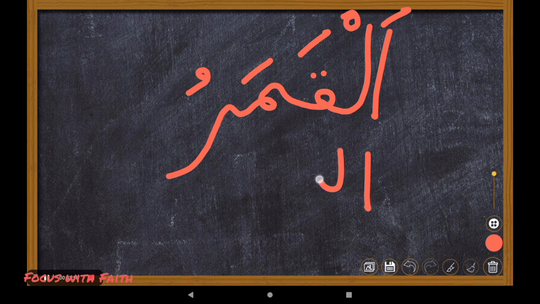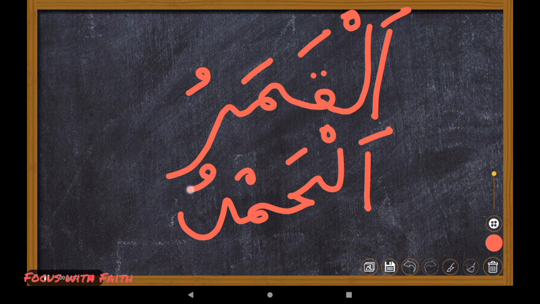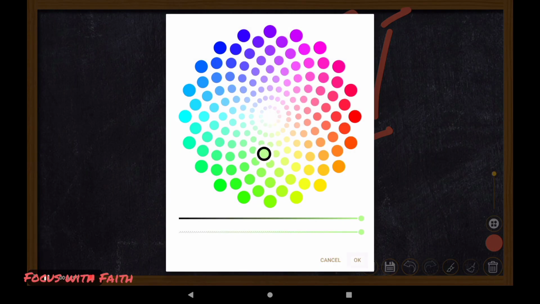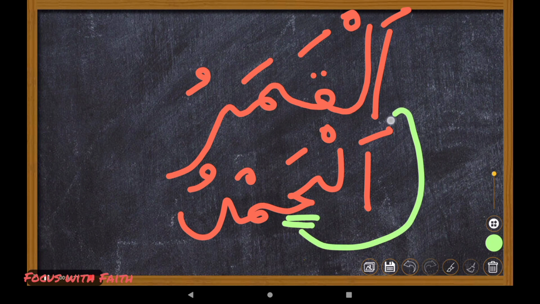For example, al-hamdu. You did not read it as ahamdu. You read al properly, right? So what is the conclusion? The letter ha is a qamariya letter.